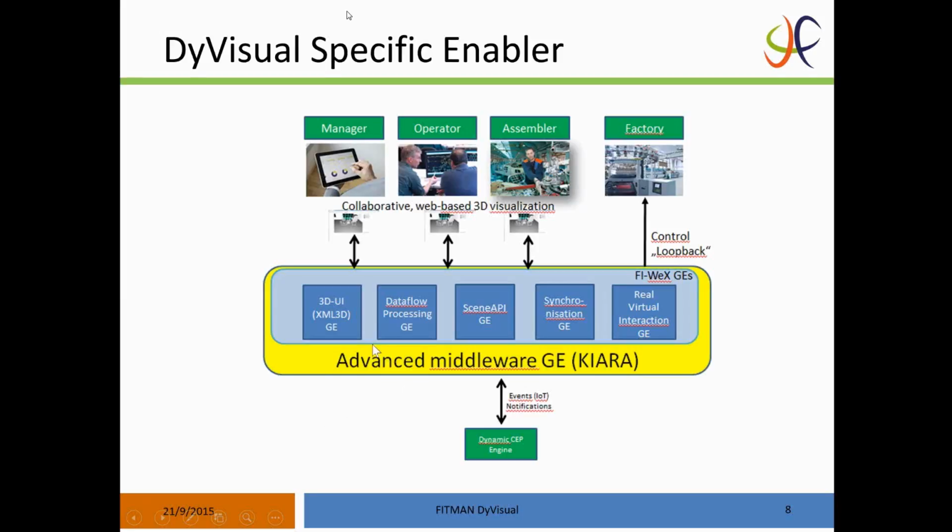And these basic technologies that are mainly used in my presentation here and in the demos that I will give are the XML 3D technologies, which is the 3D UI generic enabler of FI-WARE. Then it's data flow processing, which is Xflow, which brings the dynamic aspects into the web pages, and the synchronization between multiple clients and the synchronization of external data sources with the content that is actually displayed on the web page.